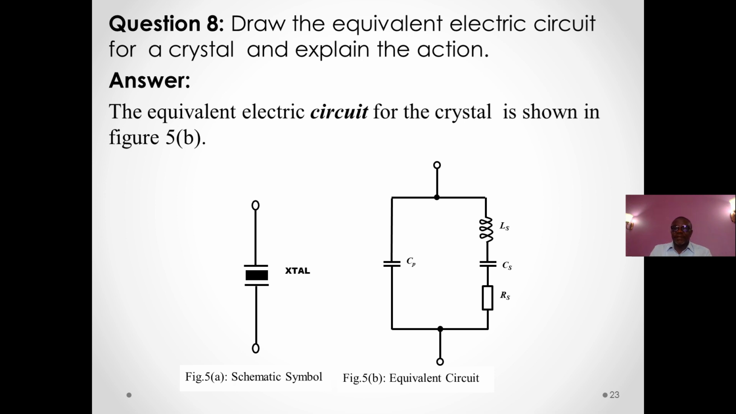So it is a series parallel RLC circuit. In one arm, you have an RLC circuit in series. In the other arm, you have a capacitive circuit, in parallel. We say that the equivalent circuit of a crystal is a series parallel RLC circuit.